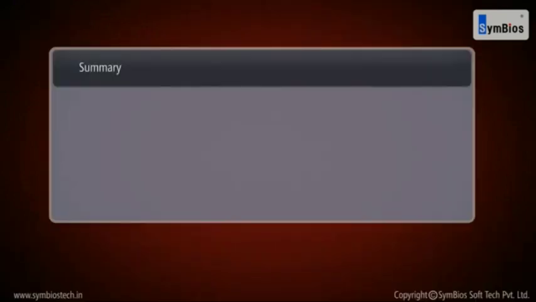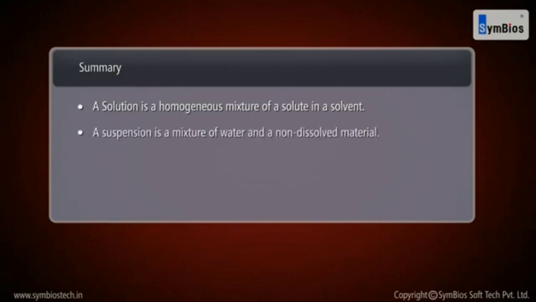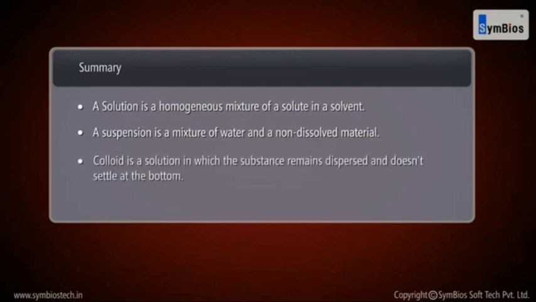Summary: a solution is a homogeneous mixture of a solute in a solvent. A suspension is a mixture of water and a non-dissolved material. Colloid is a solution in which the substance remains dispersed and doesn't settle at the bottom.